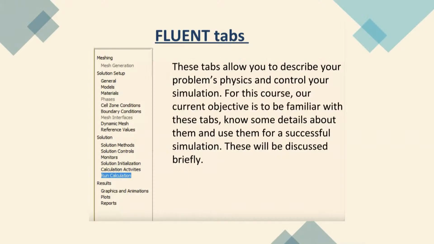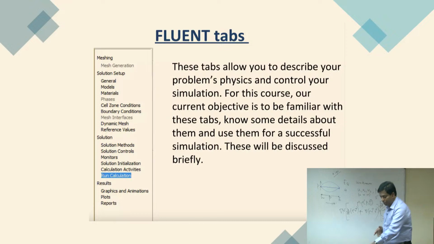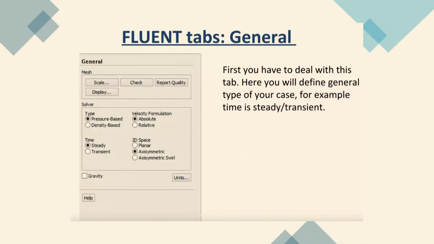So, these are the tabs. This is the run calculation, it starts running it. These tabs allow you to describe your problem, physics and control your simulation. For this course, our current objective is to be familiar with these tabs, so that I will show you the details about them and use them for a successful simulation. I am just going very briefly.